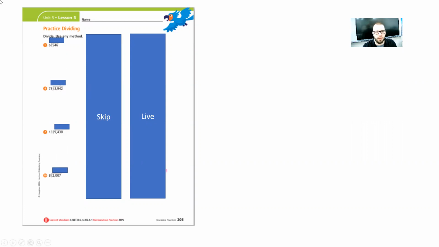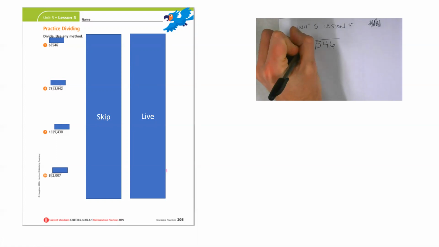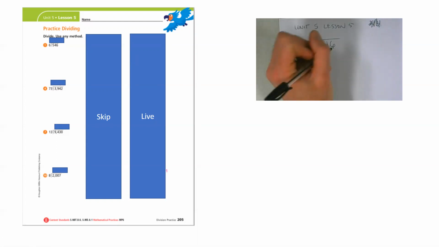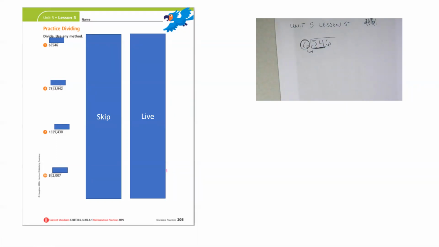Okay, so number one, we are going to take 546, and we are going to try to figure out how many 6s are in 546. So we're making groups of 6, and the first thing that we're going to do is see how many 6s are in 5. I'm kidding. There's no amount of 6s in 5. It's only 5. You got to see how many 6s are in 54.